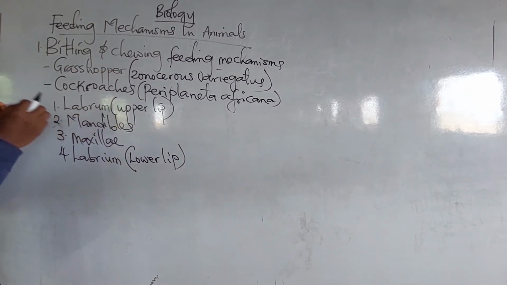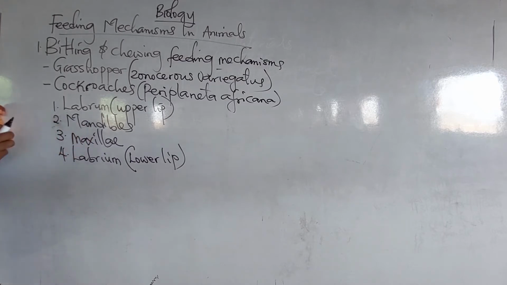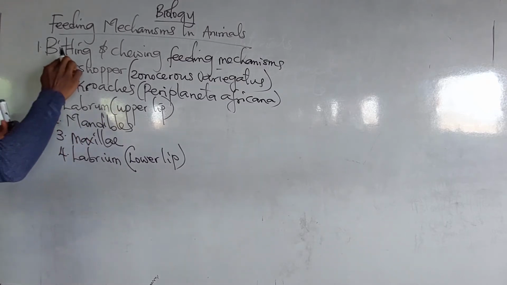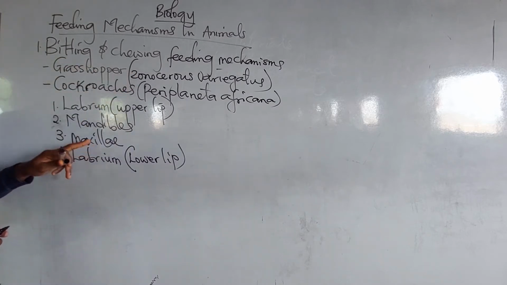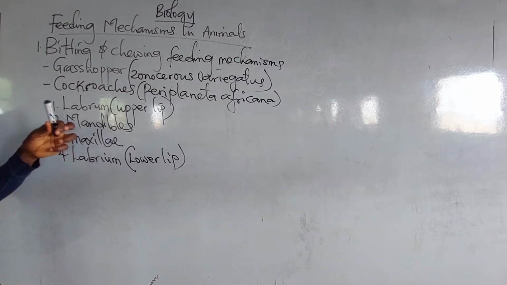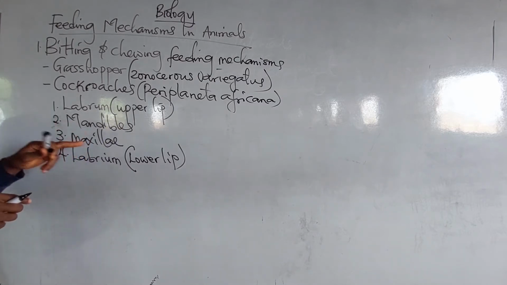The labrum prevents the falling of food off the mouth of the organism. Mandibles are heavily toothed and jaw-like in structure. It does the work of what? Biting and chewing. Then the maxillae, if they have a pair of maxillae, further chew or masticate the food materials that were initially chewed by the mandibles.